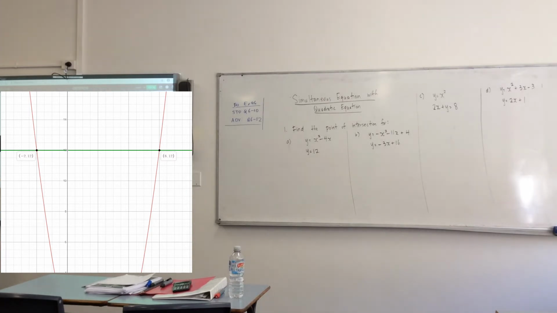You need to algebraically figure out those two coordinates yourself. Okay, so that's what that question means. Find the point of intersection, they want you to find those 2 points. Okay, and I'll show you how.